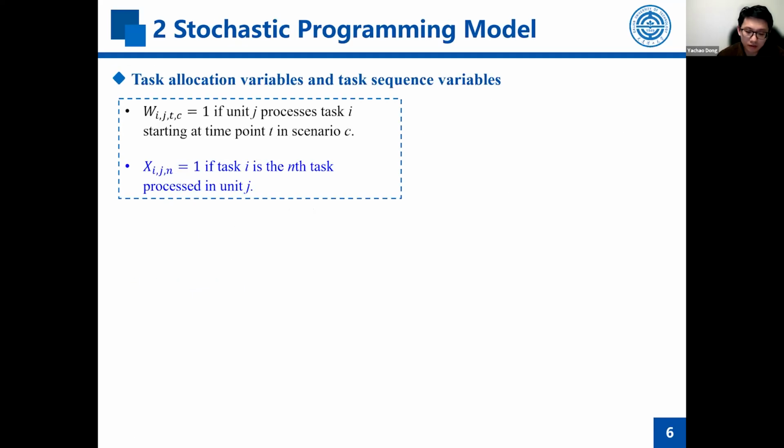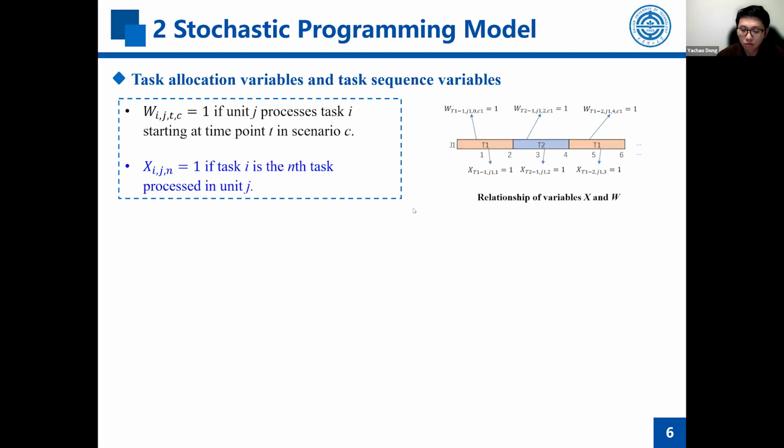Next, we show the stochastic programming model. We have the task allocation variable, binary variable WIJTC, defined here as in the classical discrete-time STN approach, but adopting index C here, denoting the scenario. And we define a new variable XIJN, and here it is not indexed by C because every task in each scenario should be of the same sequence.